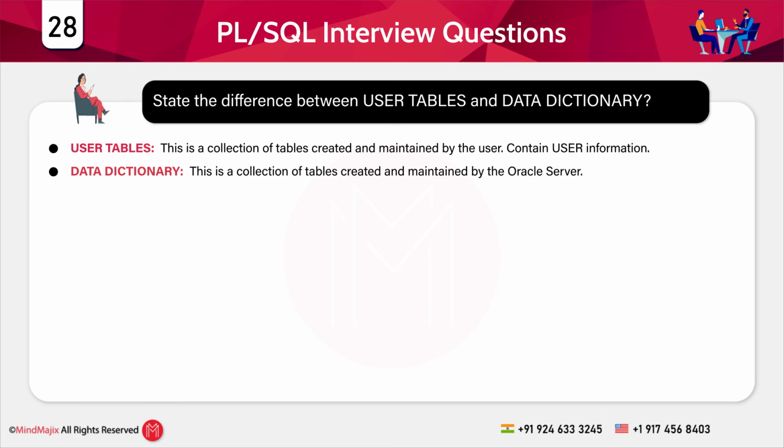The next question is, what is the difference between user tables and data dictionary? User tables are a collection of tables created and maintained by the user. So this particular table can contain the user information. Data dictionary is a collection of tables created and maintained by the Oracle server. It contains database information, and all the data dictionary tables are owned by the sys user.